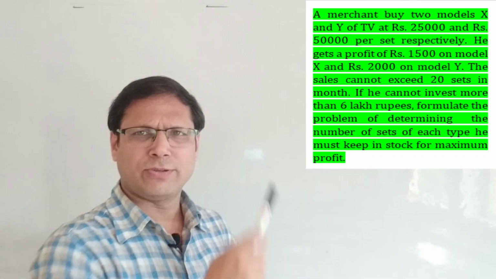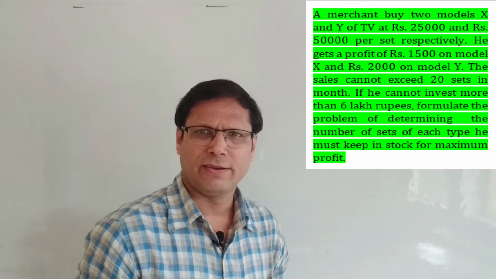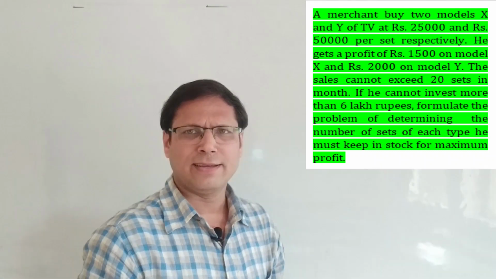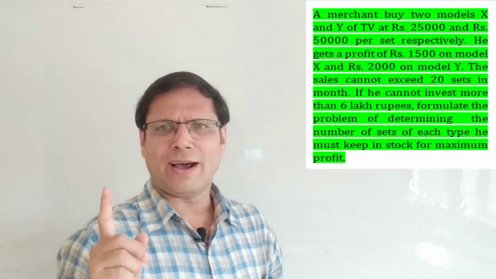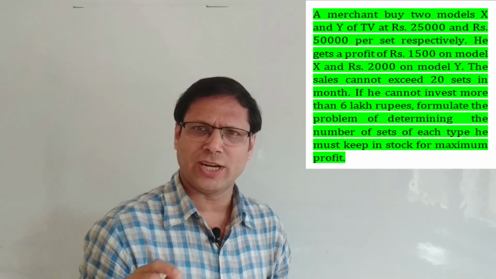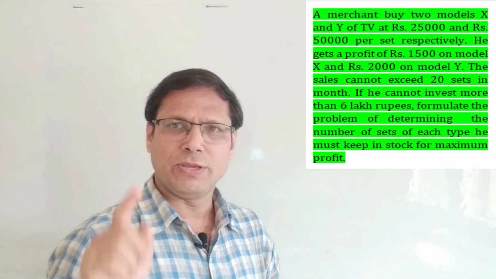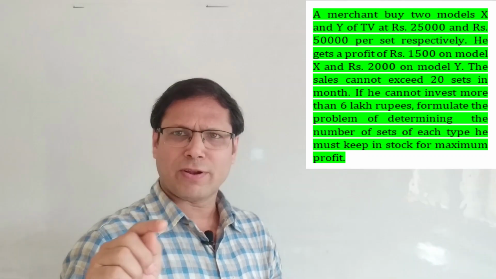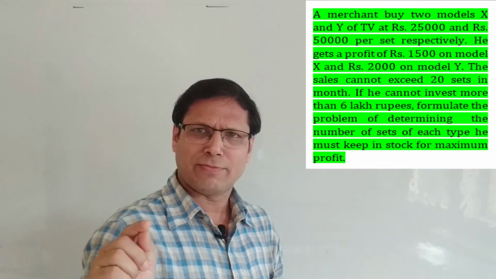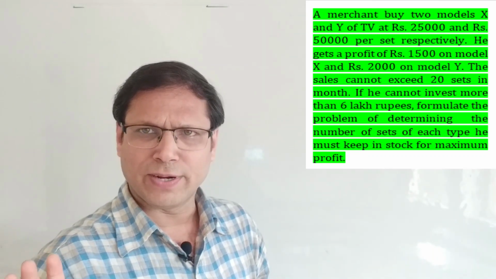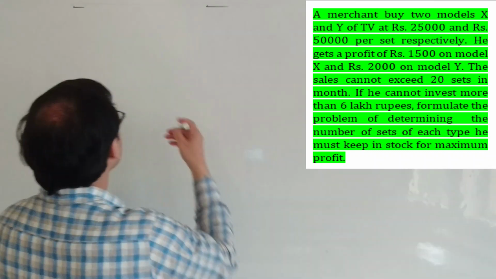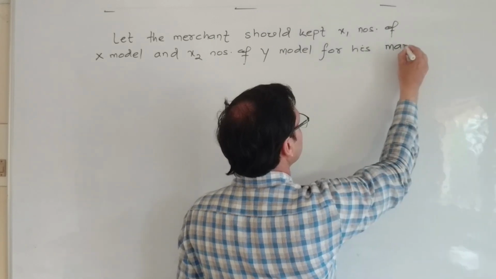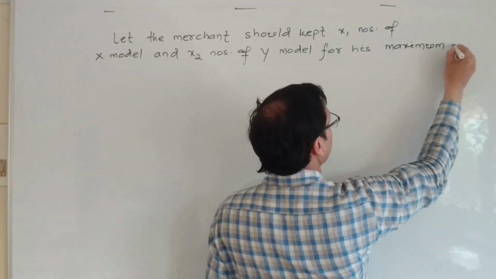From the question we come to know that there are two types of TV. First one is X model and the second one is Y model. Again he is asking how many X models and how many Y models should be kept by the merchant for his maximum profit. So your supposition should be: let the merchant keep X1 number of first model and X2 number of second model for his maximum profit. Okay, let us write.